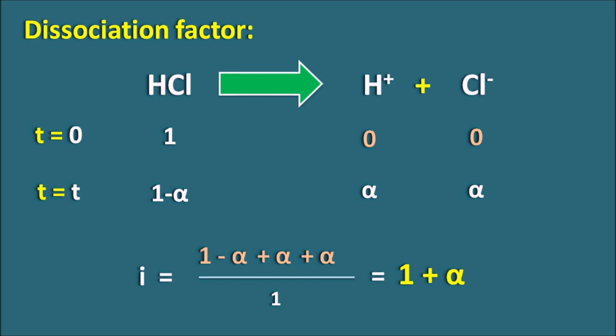But this equation is suitable for electrolytes having a molecular formula like HCl, that means giving 1 cation and 1 anion. So in order to understand this, let us calculate the dissociation factor for a few electrolytes, and we will see how it varies along with the molecular formula of the electrolyte.